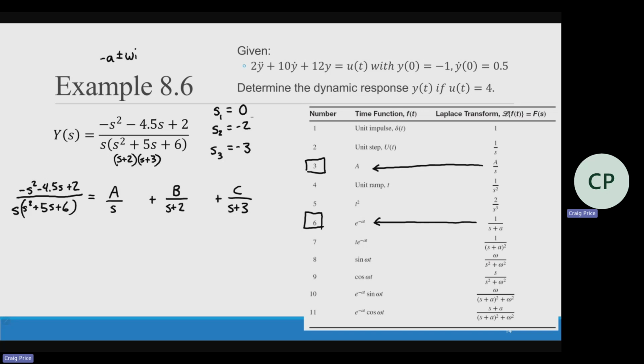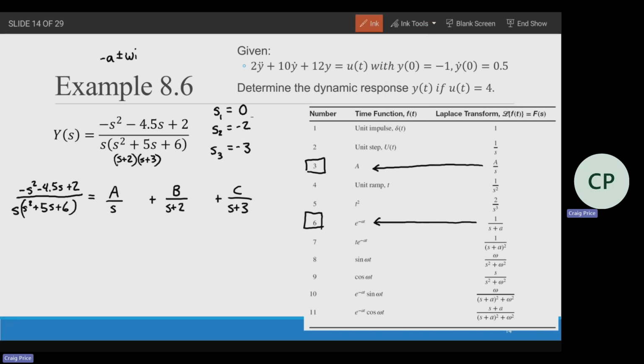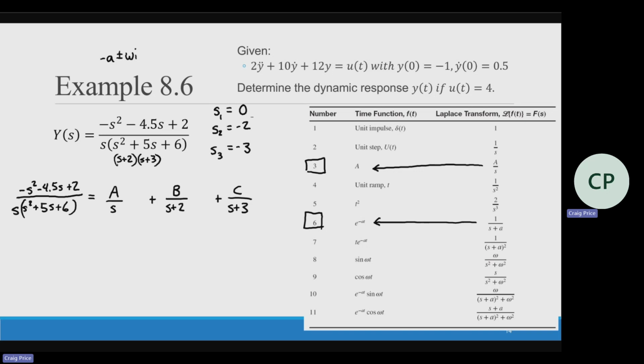Good question. So here's how we're going to do it. We need to get a common denominator. To be able to add these together, I need a common denominator. So for example, a over s. If these are all supposed to equal the left-hand side, I need to multiply a over s by this polynomial over itself, which is also the same as s plus 2 times s plus 3. So this would be s squared plus 5s plus 6 over the same thing. We're just multiplying it by 1.